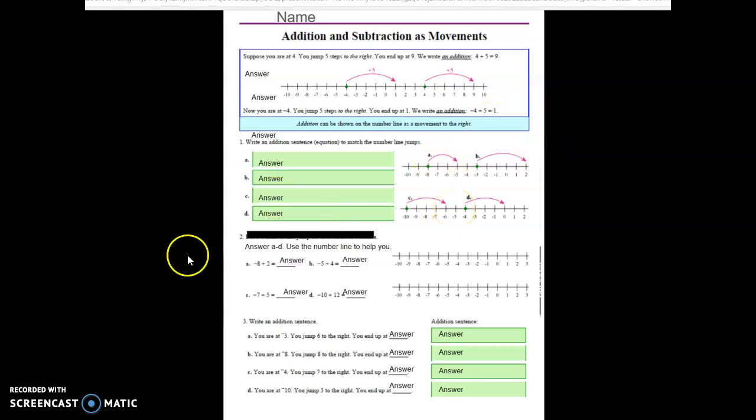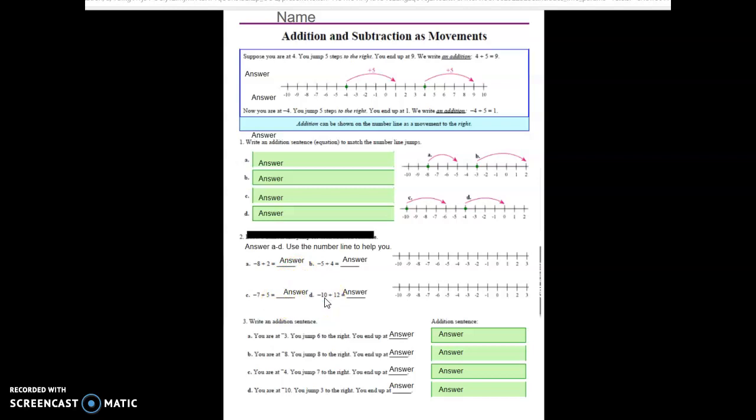Okay? For the second part here, I just have written a couple of problems for you. It says that for A through D, for number 2, you can use this number line to help you. If you want to use that, just pretend you're making your jumps on the number line. But I want you to just solve those 4 problems. You're going to do -8 plus 2, -5 plus 4, -7 plus 5, and -10 plus 12.